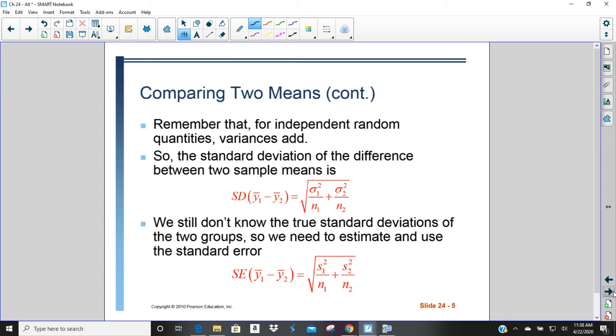sample. In the case of most means, we don't have a population standard deviation, so we have to do standard error. Same thing, standard deviation of the sample squared divided by the number in the sample plus standard deviation of the second one squared divided by the sample.